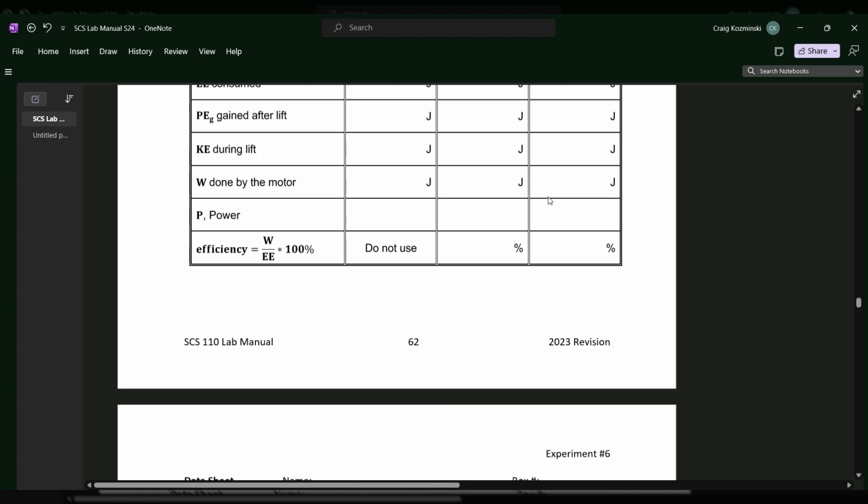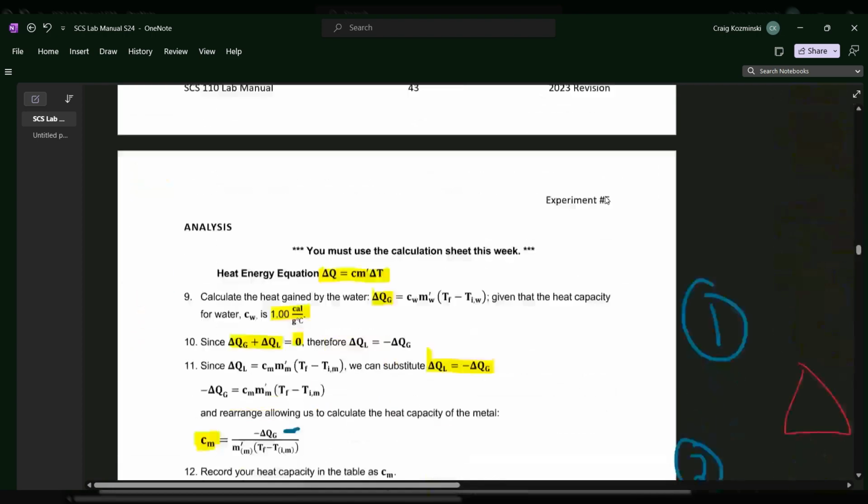And we're going to calculate the efficiency of our motor, which this equation is actually given to you here as being equal to work divided by the electrical energy times 100%. So let's go back up to part B.